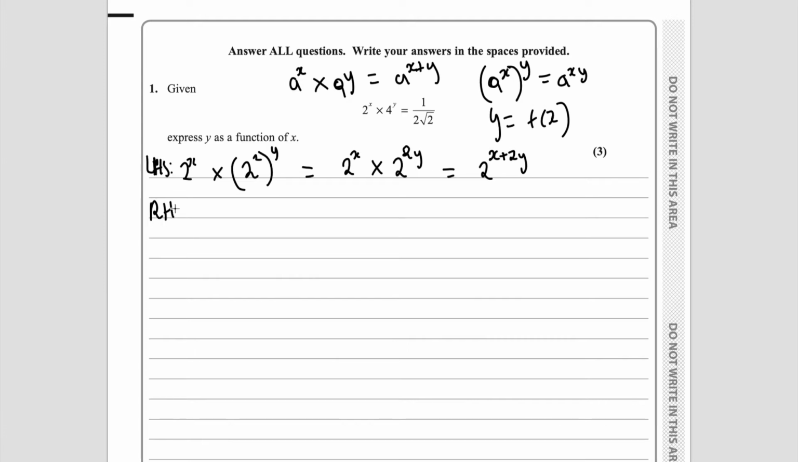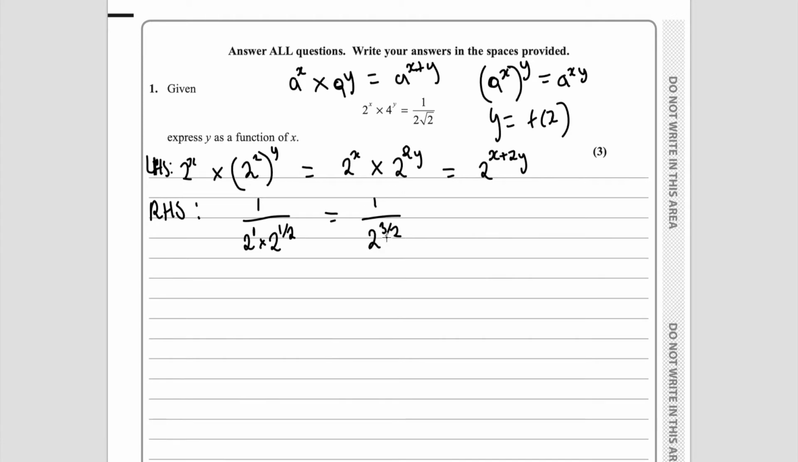On the right-hand side, we have 1 over 2 root 2. And what we can see here is that we've got 1, and we've got 2 to the power of 1, aka 2, and there's a root of 2. And like anything where you've got a root, it is simply that number to the power of a half. So we have 2 to the power of 1 times by 2 to the power of a half, producing 2 to the power of 3 over 2. So we have 1 over 2 to the power of 3 over 2.